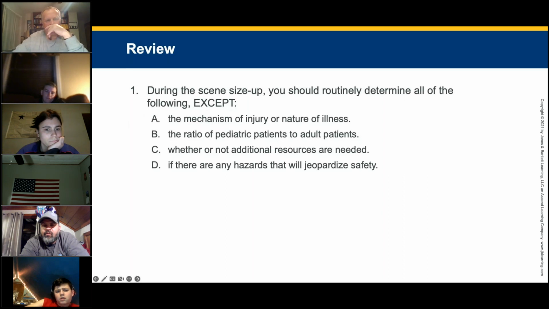All right, we made it to the review. So during the scene size up, you should routinely determine all of the following except for what?